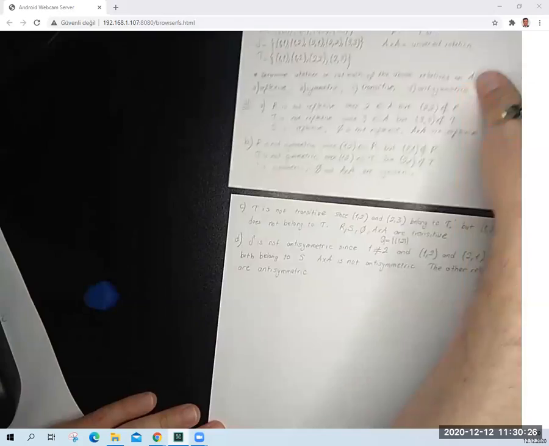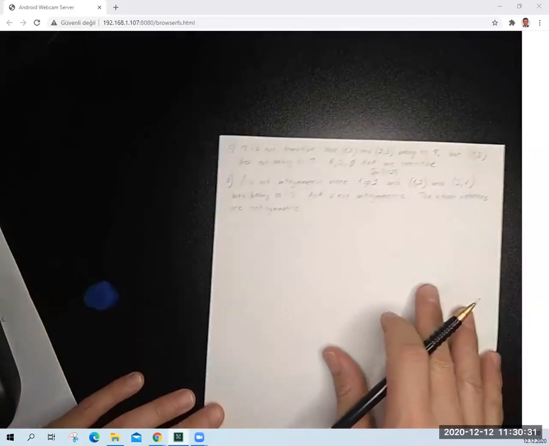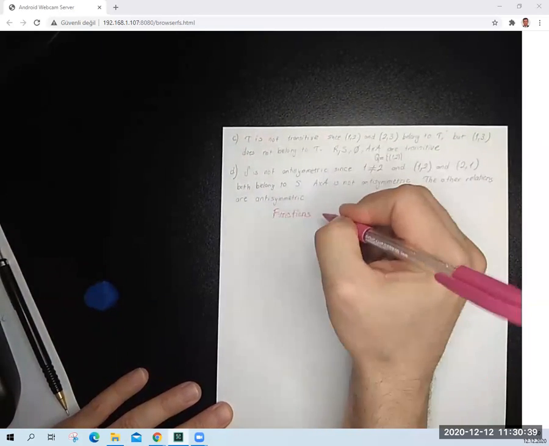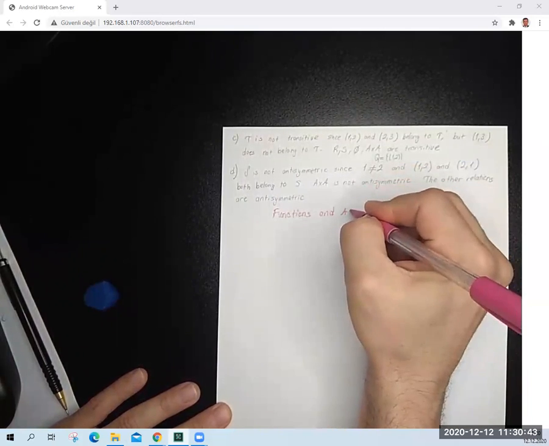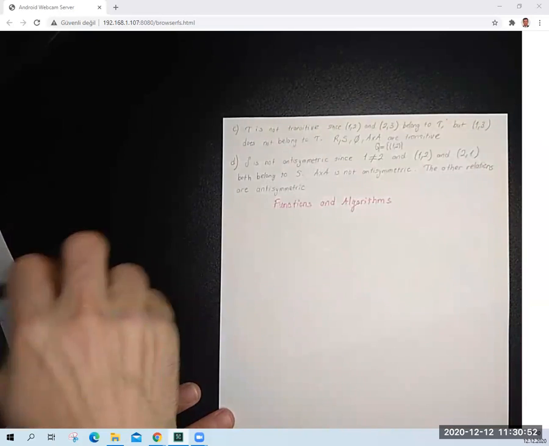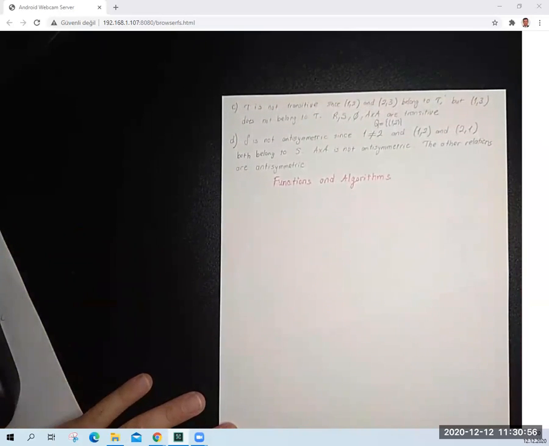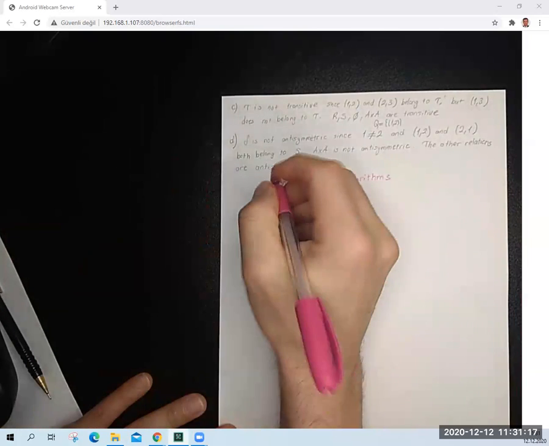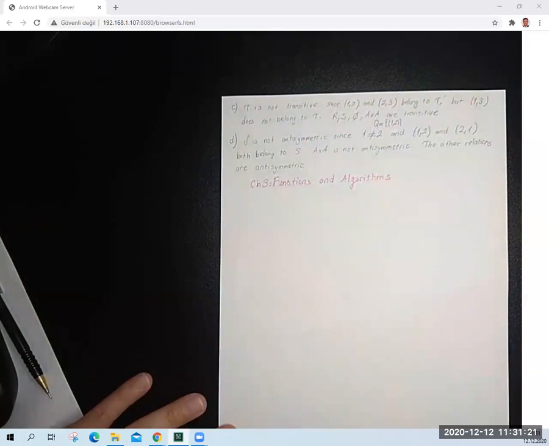Okay, functions and algorithms. It is going to be our new chapter, functions and algorithms. This also covers some basic theorems, but maybe we will do something more. In chapter 1 we saw set theory, in chapter 2 we talked about the relations of sets, and in this chapter we will talk about functions and algorithms, as chapter 3.